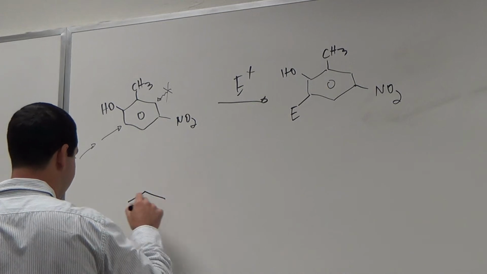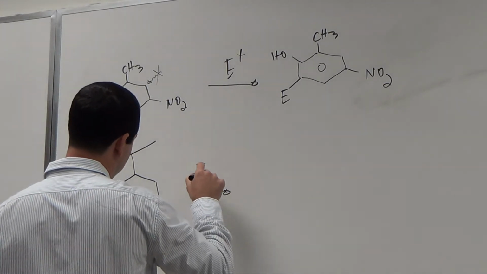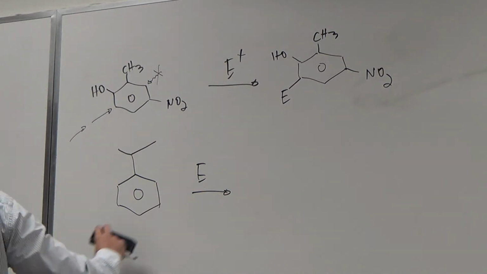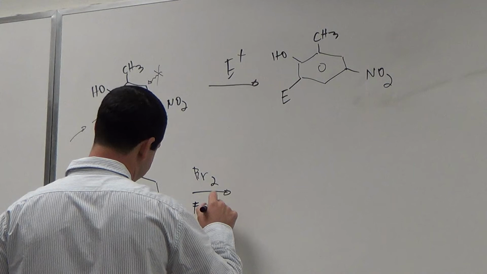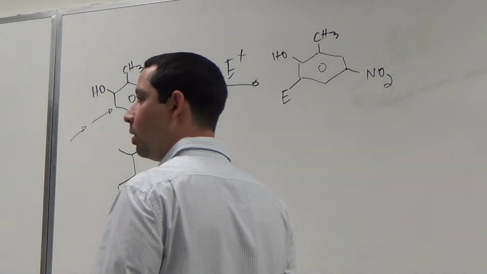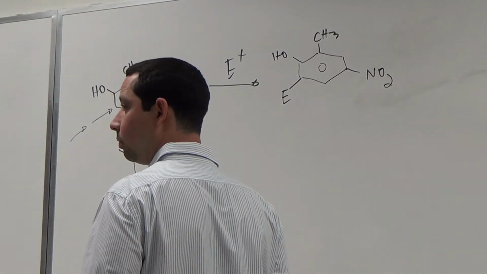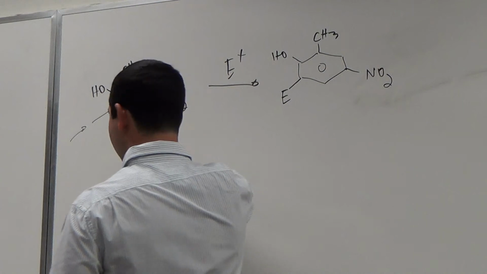Let's do another one. You are going to love this one too. You don't like it when I do electrophile by itself, right? How about that one? What is it going to be? Bromination. Where is it going to go? It is going to be ortho para, yes? This is an alkyl group, it's ortho para.